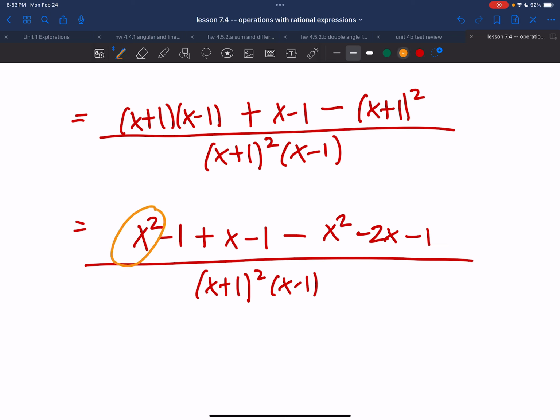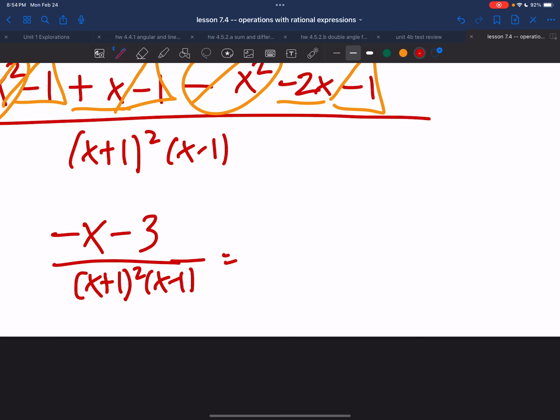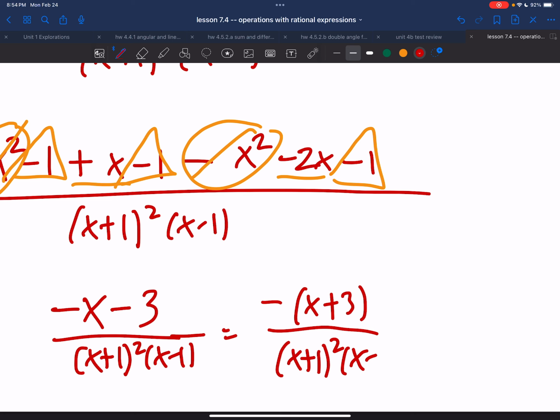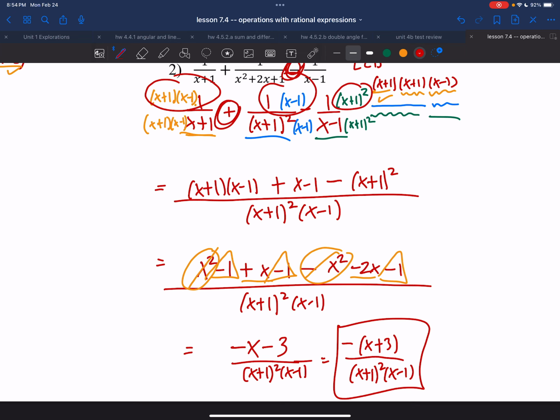Combining like terms, x squared and negative x squared cancel. And then positive x minus 2x, well, that's negative x. And minus 1 minus 1 minus 1 is minus 3. And just for the sake of it, the top, you see those two negatives there. You could factor out a negative and get x plus 3 here. Denominator, x plus 1 quantity squared, x minus 1, and done. So that is that problem there.